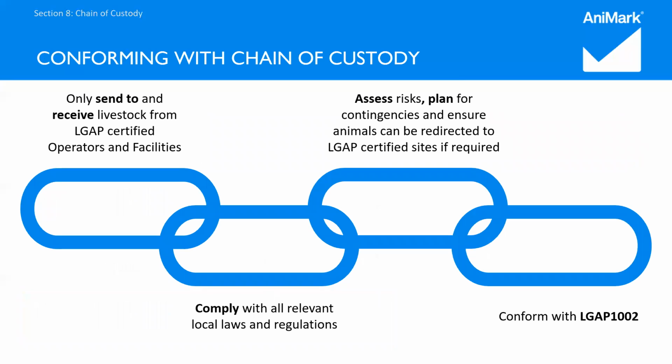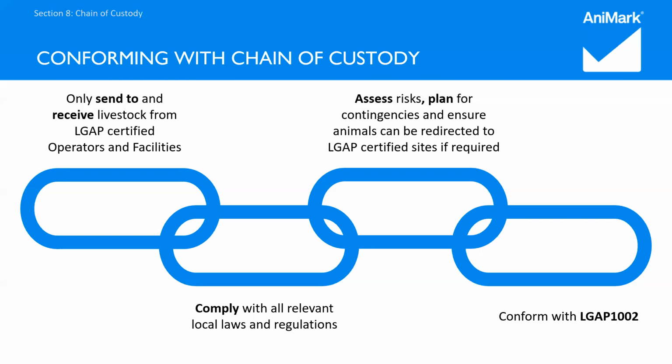There are two themes to LGAP 1003. The first is chain of custody and the second is traceability. They might sound the same, but they're actually a little bit different. So chain of custody refers to control over where livestock are being sent and processed, while traceability refers to documentation and the ability to locate animals at any point in time.